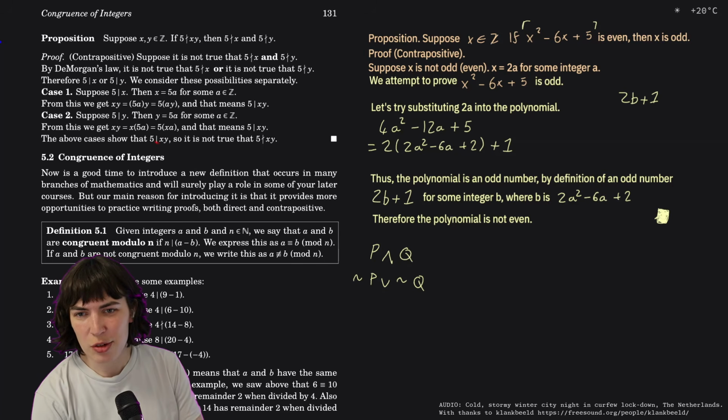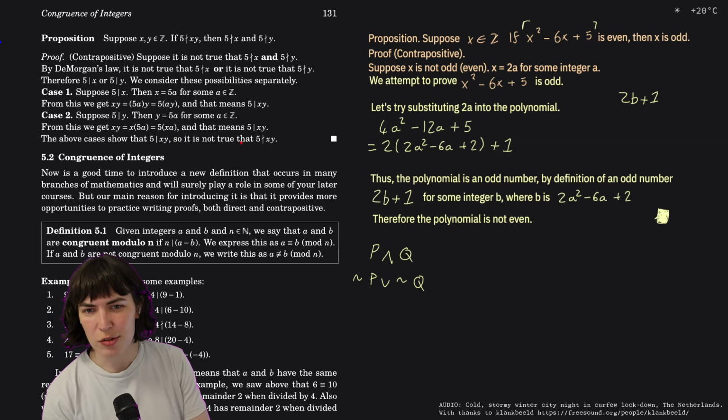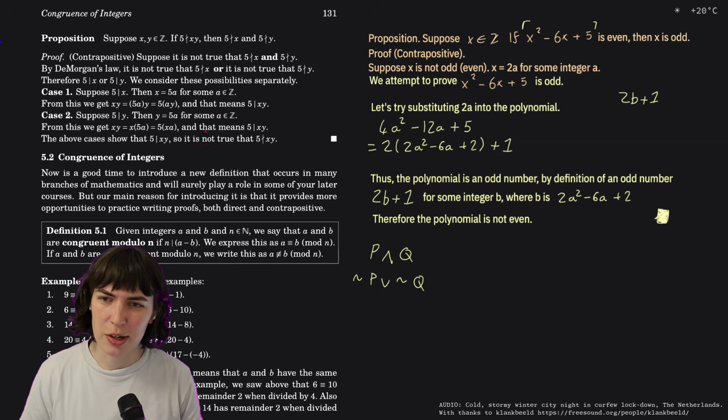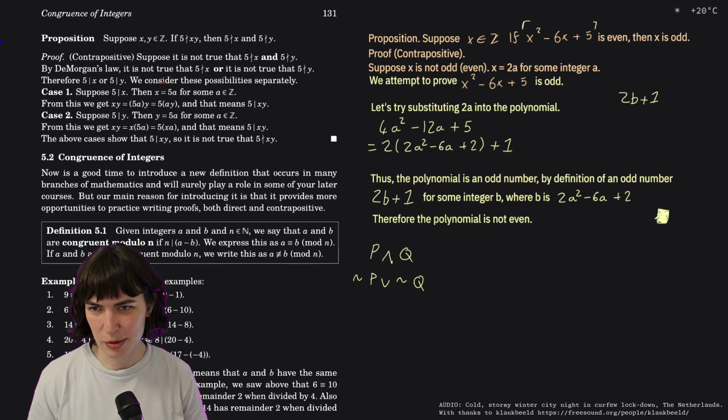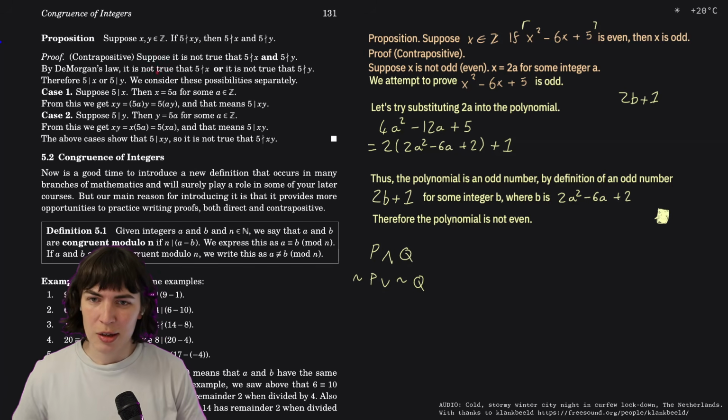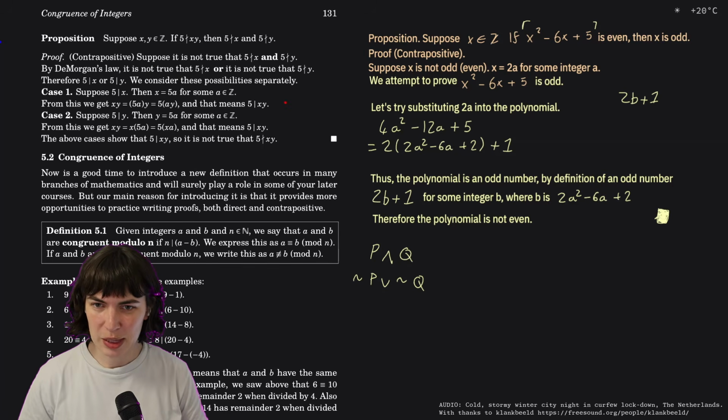The above cases show that 5 divides xy, so it's not true that 5 does not divide xy. Okay, fine. So we need to prove both. Or do we just happen to prove both? A lot going on. I'm going to need to try this one out. Put a question mark over that. I'm going to need to properly dig into that one.